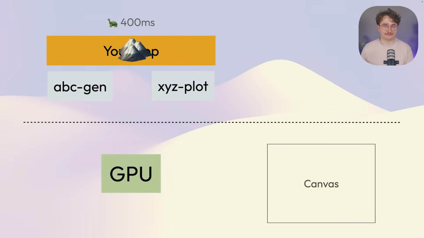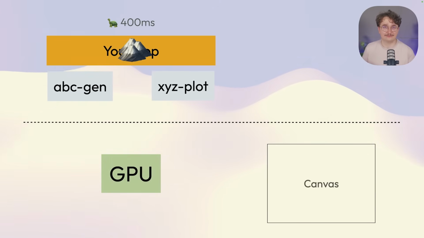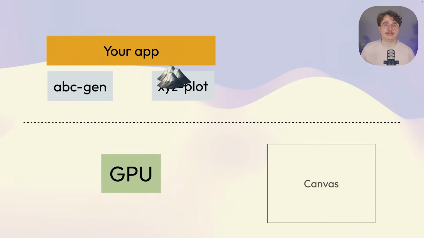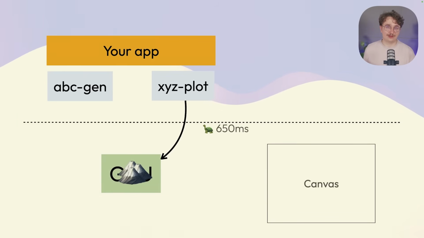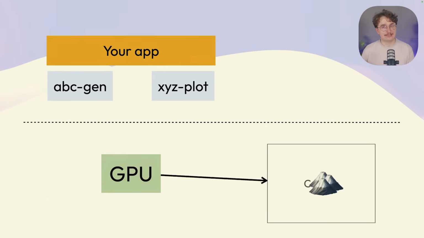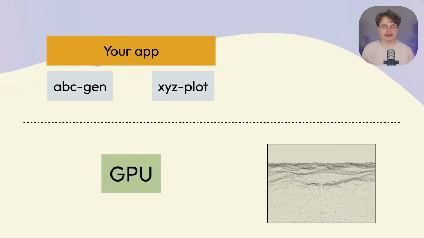Then we have to process it. So we have to change the form of it so that it matches the input of the next library. And that takes 400 milliseconds, half a second. That's terrible. Okay, we can pass that to XYZplot, and then it passes it on to the GPU again, which takes 650 milliseconds. That's terrible. And then the GPU can finally draw it, right?